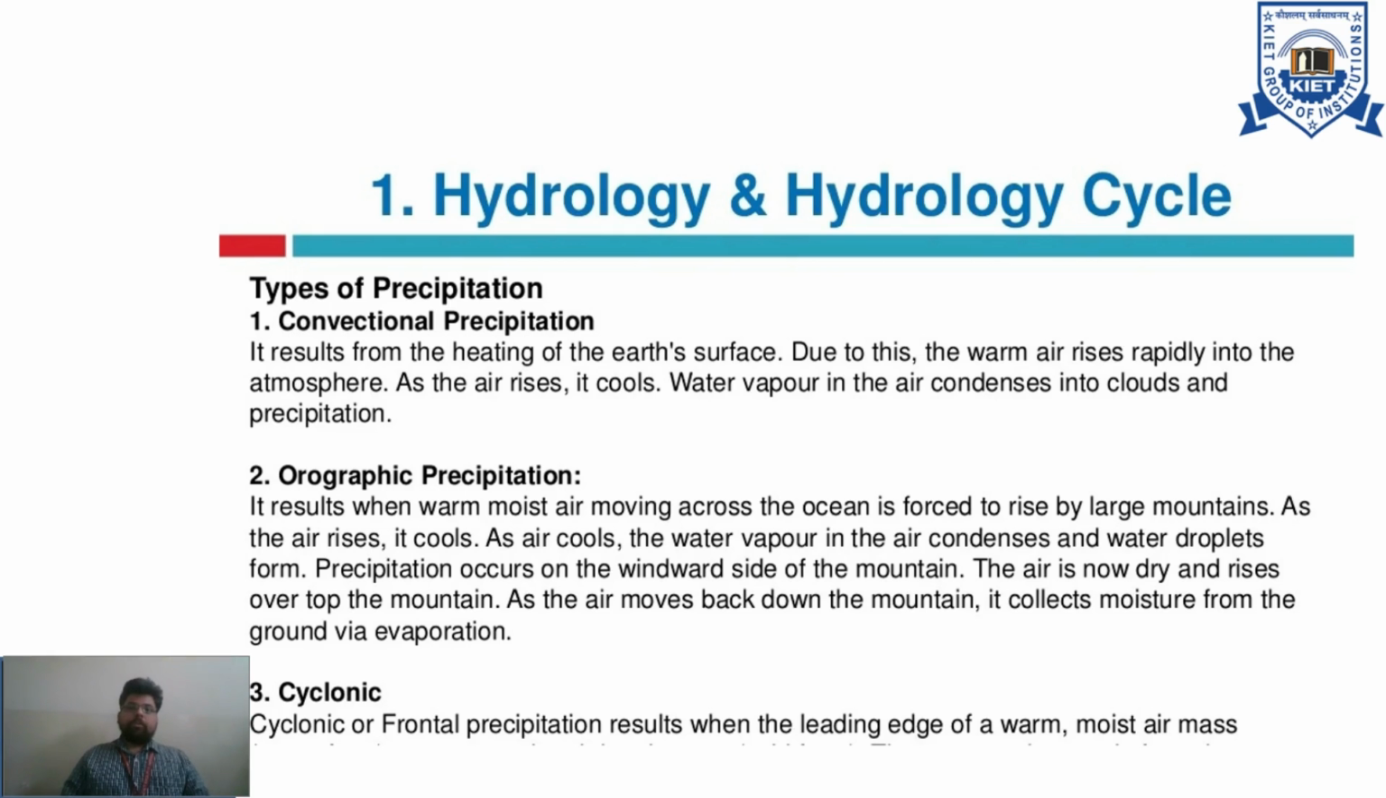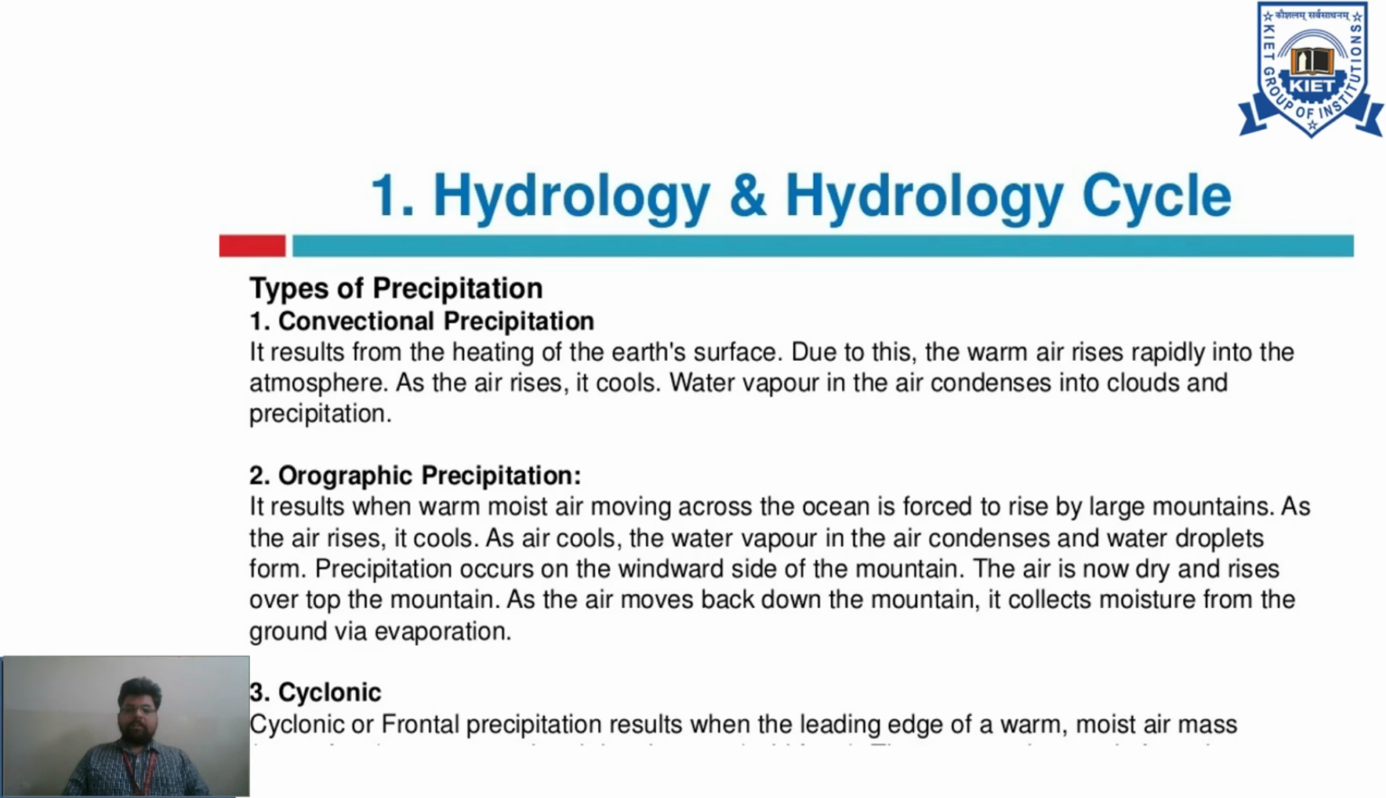Next one is the orographic precipitation. It results when warm, moist air moving across the ocean is forced to rise by large mountains. As the air mass rises, it cools. As air cools, the water vapors in the air condense and water droplets are formed. Precipitation occurs onto the windward side of the mountains. The air is now dry and rises over the top of the mountain. As the air moves back down the mountain, it collects moisture from the ground via evaporation.